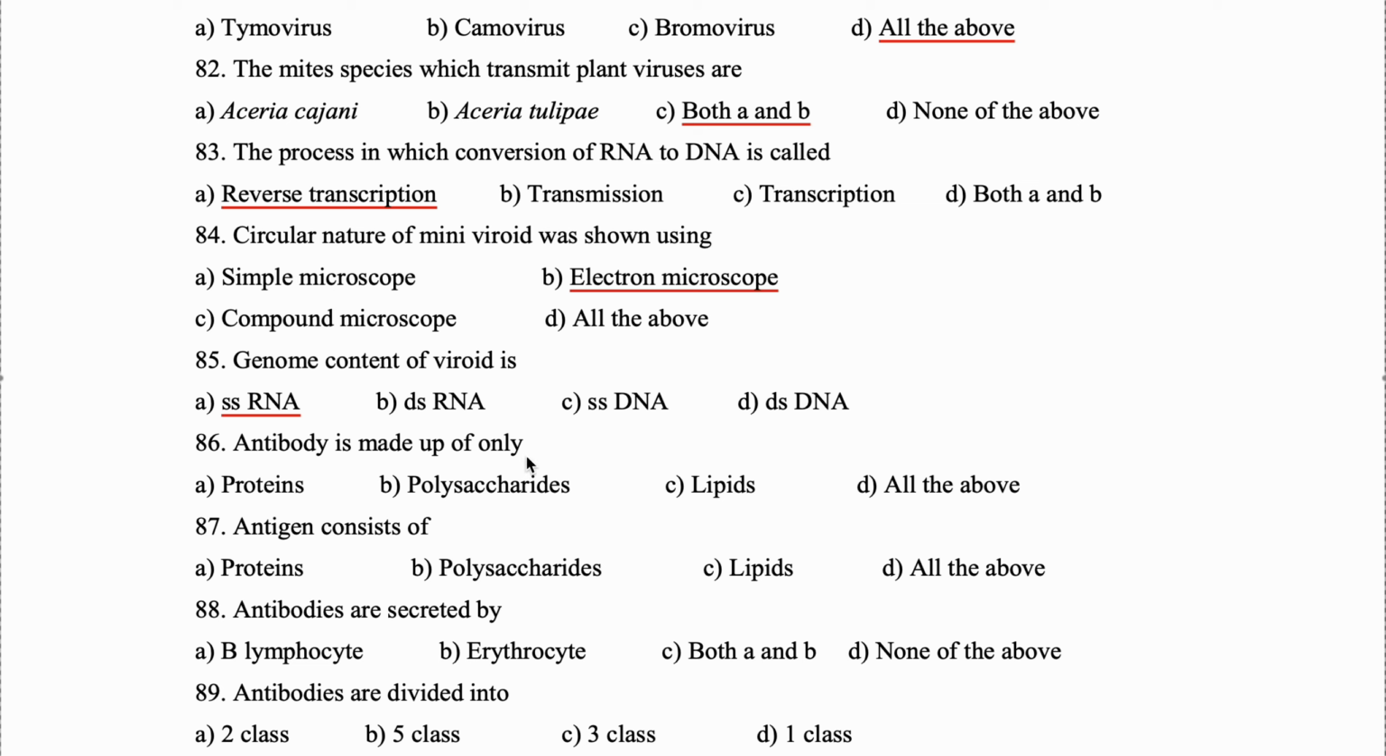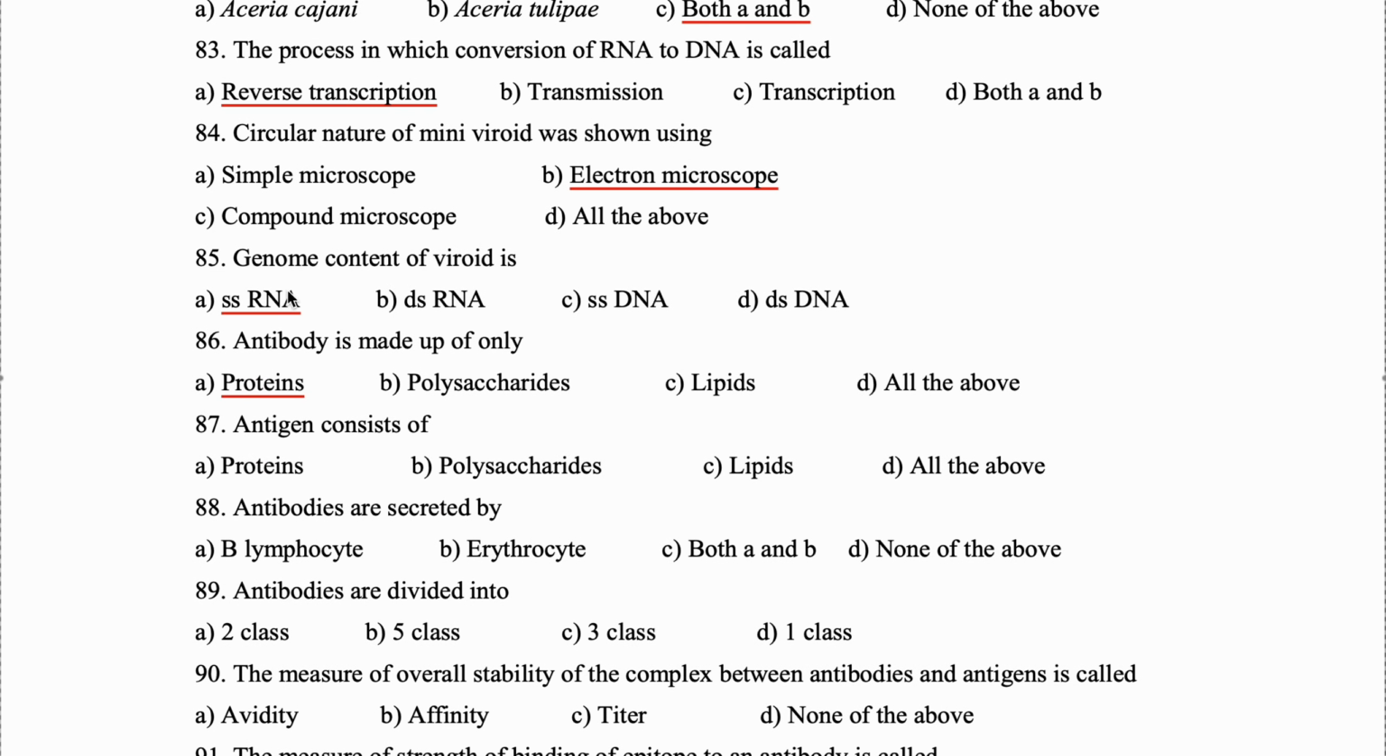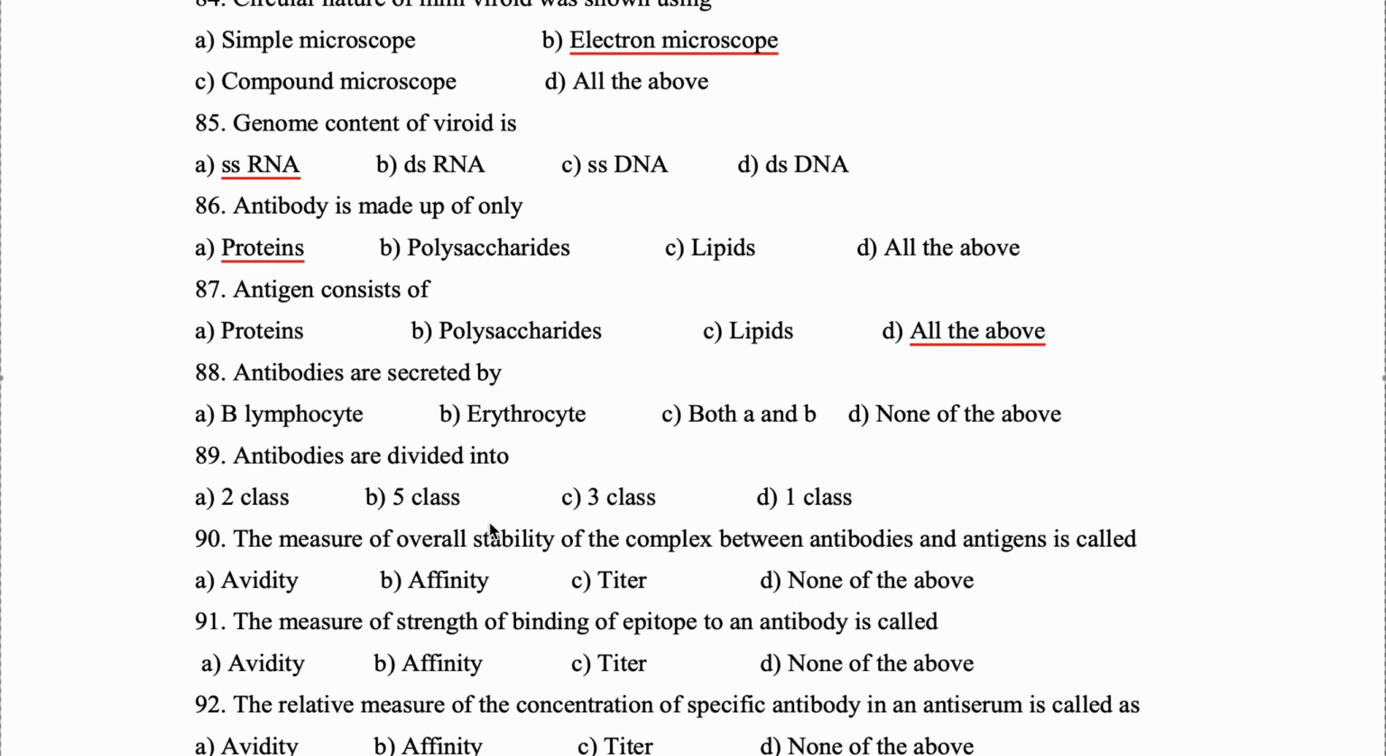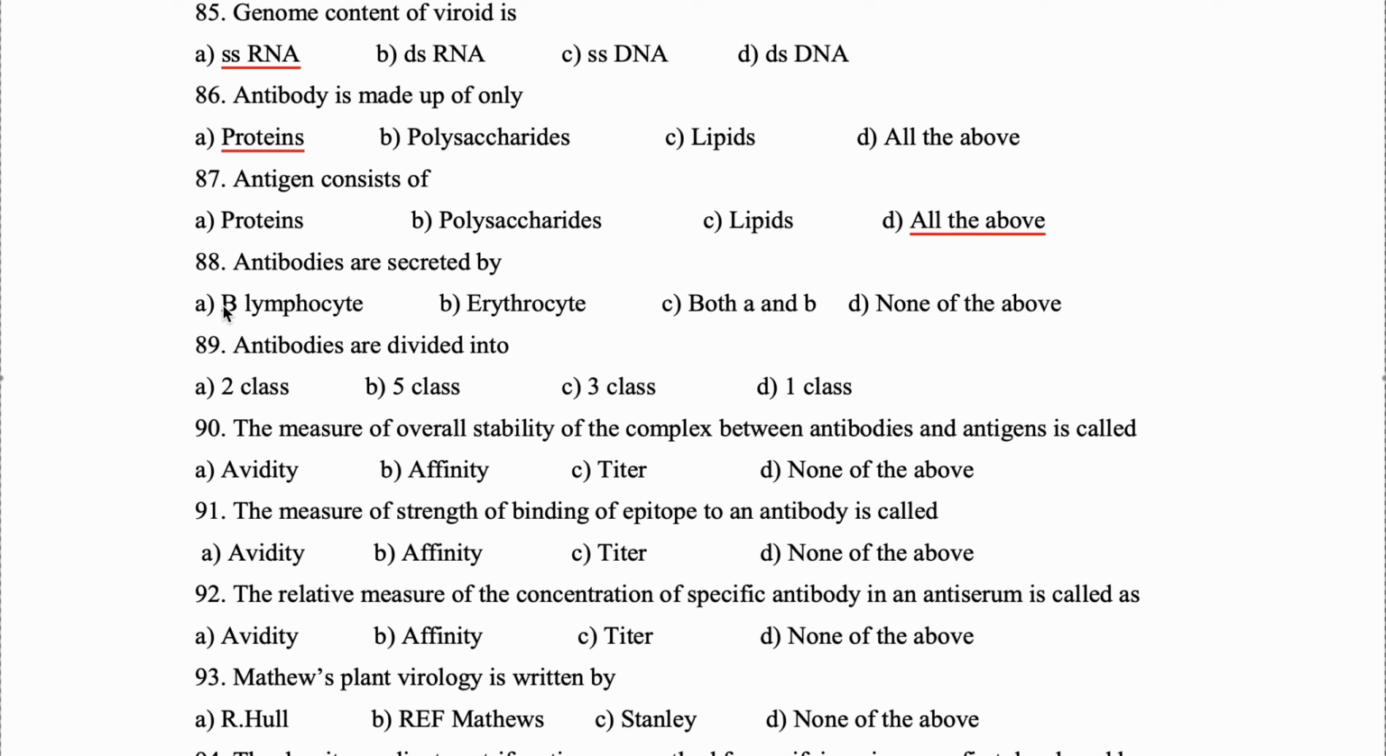86. Antibody is made up of only proteins. Antibodies are made to fight with antigen, right? But what will this antigen be made up of? Now, antigen can be any foreign particle. It can be protein, it can be polysaccharide, it can be lipids. So, all of the above. Question 88. Antibodies are secreted by B lymphocyte.